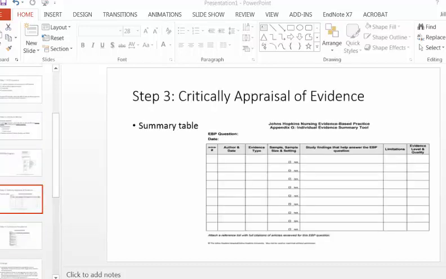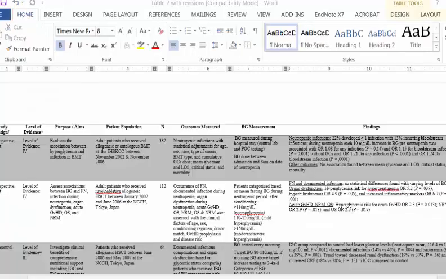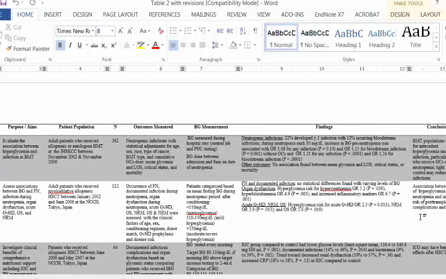The way I kept track of these 12 studies was to make a table. Because I was doing this for a manuscript for a journal, I made a table that was pretty comprehensive. Here I have my study design over here. I had the level of evidence, the purpose and aims, my patient population, the outcomes that were measured, the findings, and the conclusions over here.